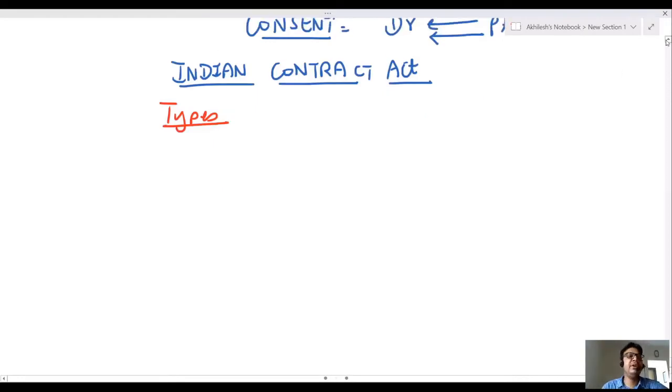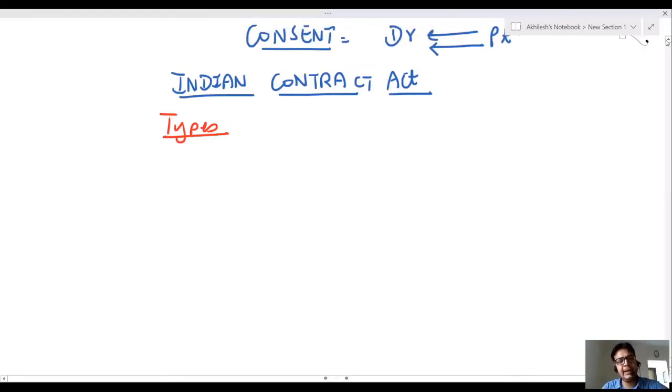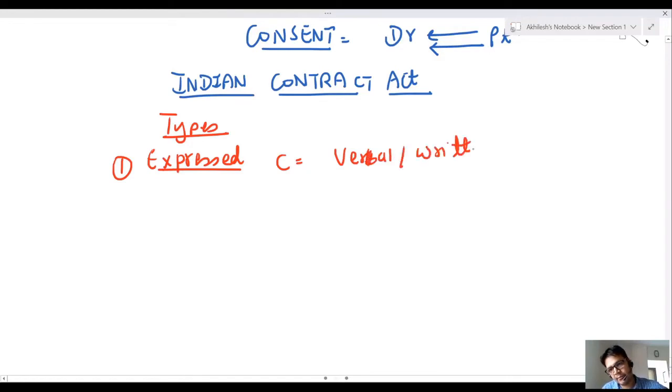Consent is a relation between doctor and patient. Doctor leta hai, patient deta hai. Haan sahab, kar lu, kar lu. The first consent is express consent. It is of two types, verbal or written. If you say something verbally, this is express. Or if you are writing, yes, sir, I'm ready, this is also express consent.